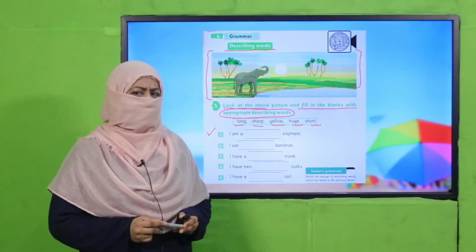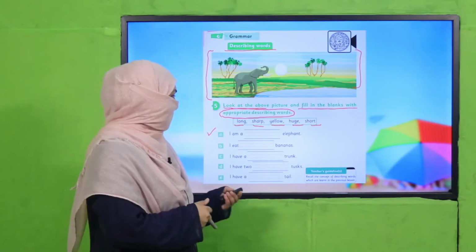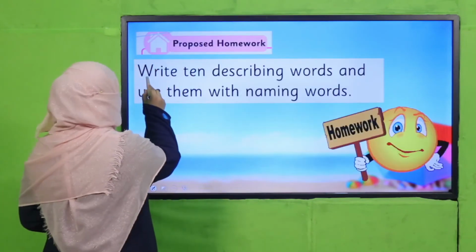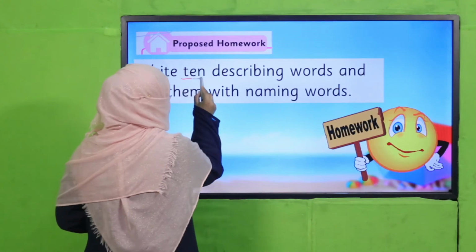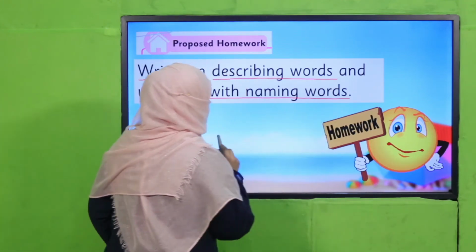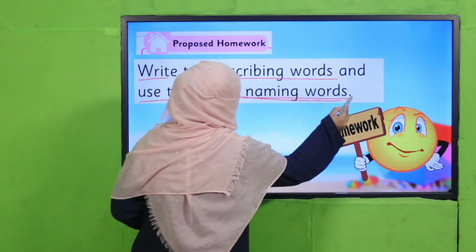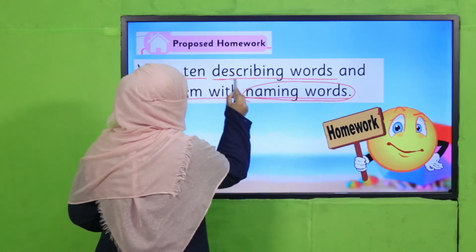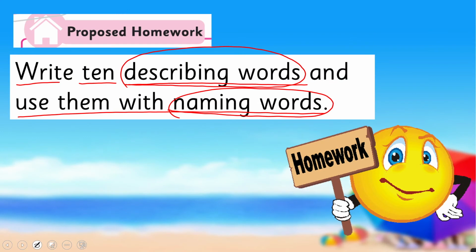Yes, my dear children, are you done with it? Good job. Okay, so it's time for your homework. You will write 10 describing words and use them with naming words. Okay, means 10 naming words and 10 describing words to explain these naming words.